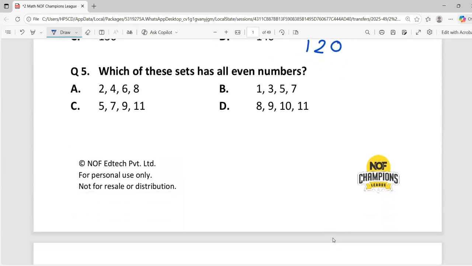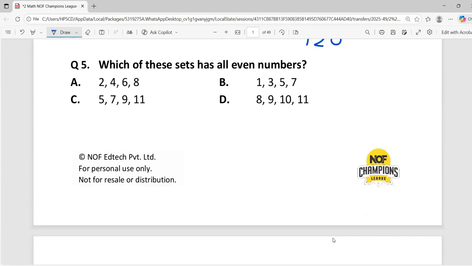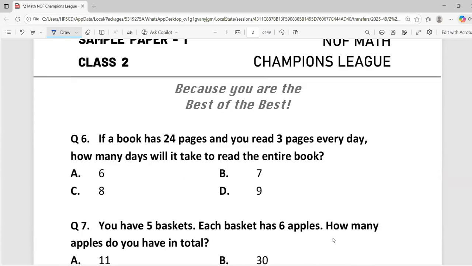Next is, which of these sets have all even numbers? Now all even numbers can be divided equally. So the first one is 2, 4, 6, 8. All 4 of them can be divided. So option A is the correct answer for question number 5.